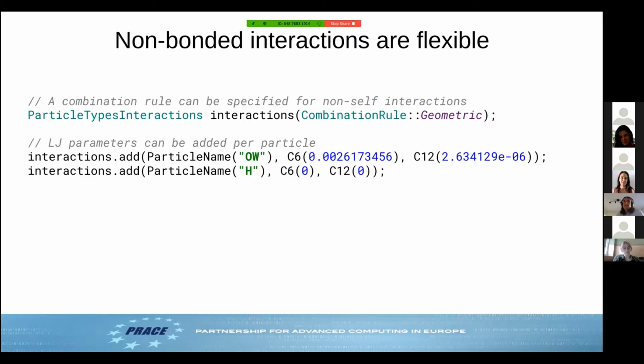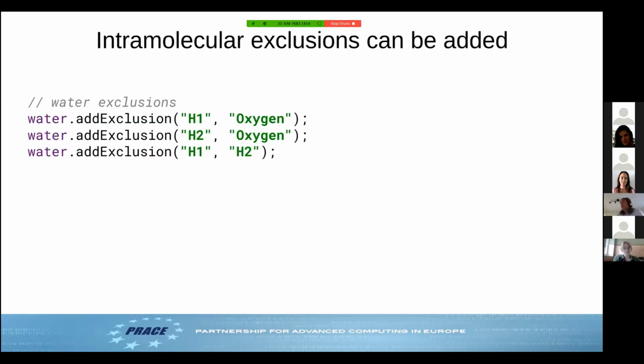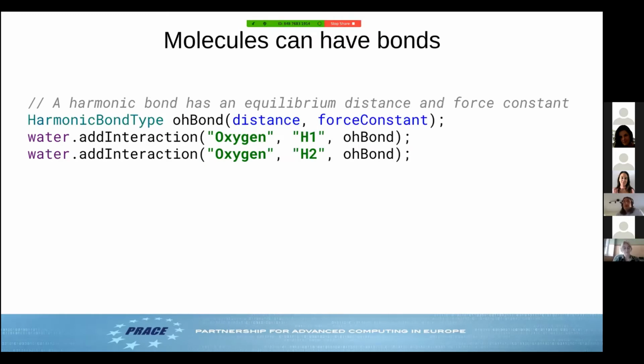You can add exclusions. So exclusions are basically saying if you have two atoms that are directly bonded, there's not much point in calculating the non-bonded interaction because the bonded interaction will overwhelm it. So you can think of this as a performance optimization. And you can add bonds, of course. So a bond in this case is just something with an equilibrium distance and a force constant. And so, that's your whole specification for water.